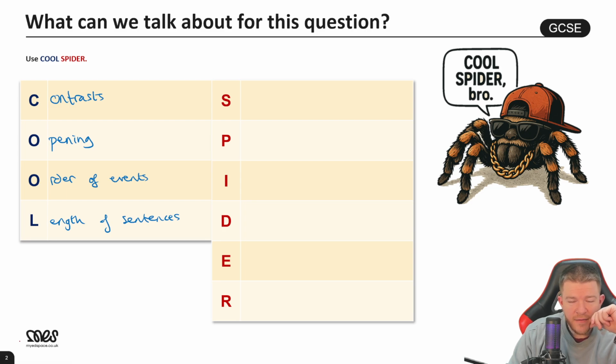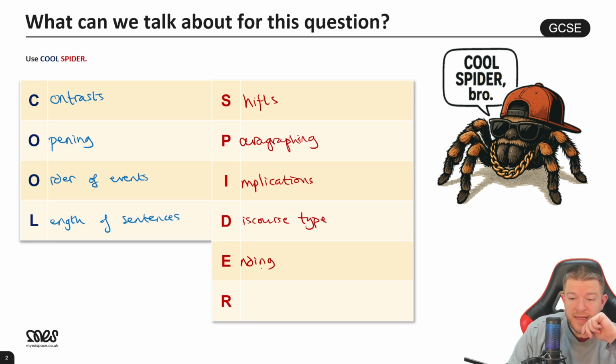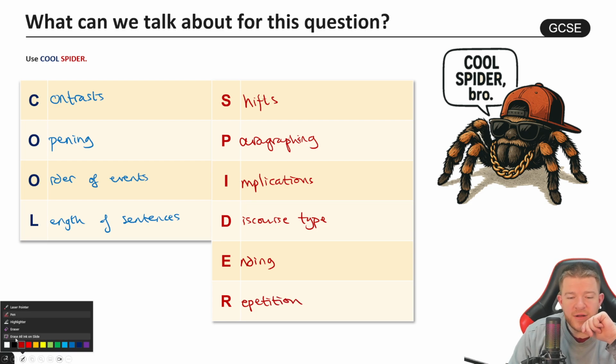Then we move on to spider, and we have S for shifts, P for the classic paragraphing. I'm going to talk about all of these in a second. The I is for implications. The D is for discourse type. The E is for ending, and the R is for repetition. Okay, so Cool Spider allows you to engage with a bunch of different things.